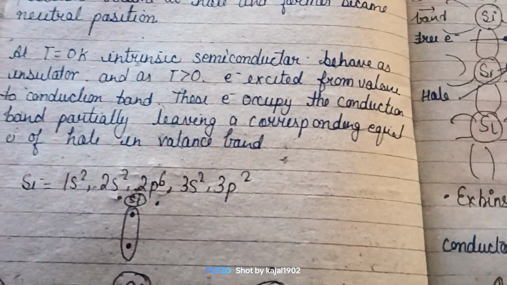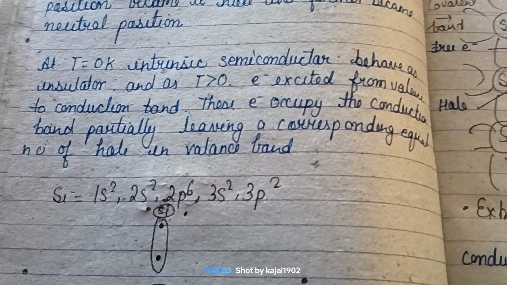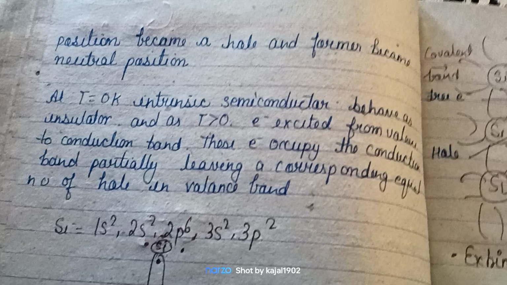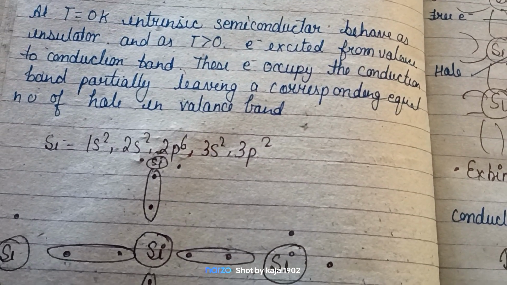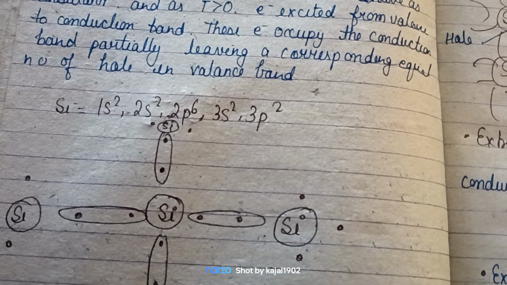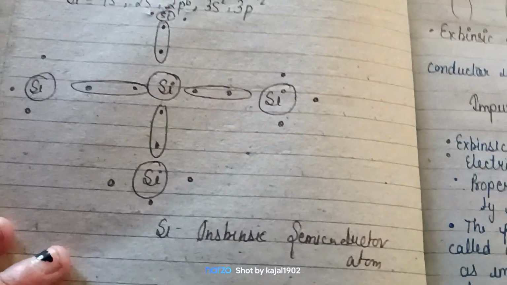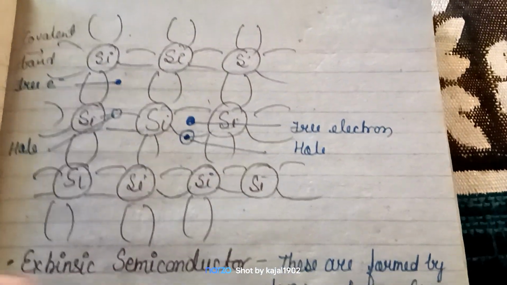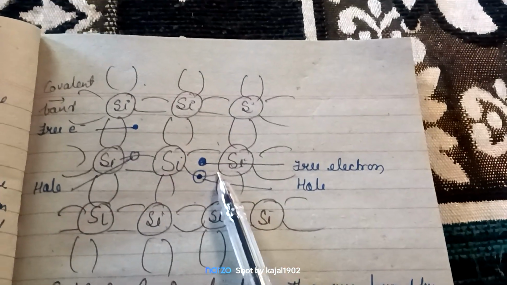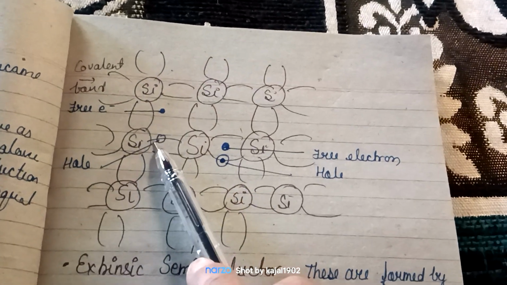At the temperature 0 Kelvin, an intrinsic semiconductor behaves like an insulator. As the temperature increases, electrons are excited from the valence band to the conduction band. The electrons occupy the conduction band partially, leaving a corresponding equal number of holes in the valence band, as you can see: 1s2, 2s2, 2p6, 3s2 and 3p2. So here is the structure of silicon. Here you can see this is a free electron and this one is a hole. This completed this, making a vacant space here.